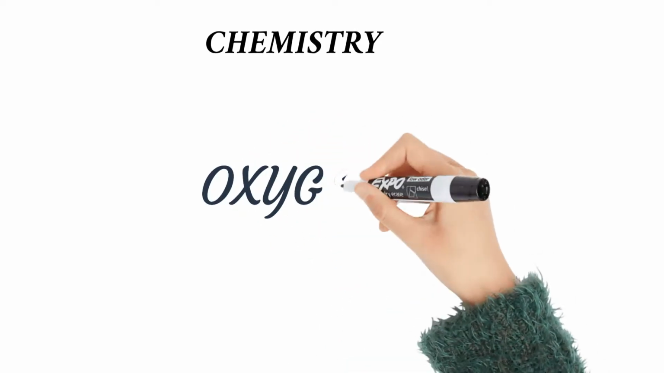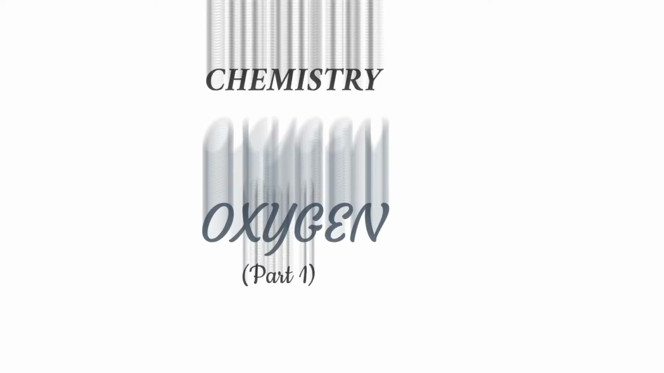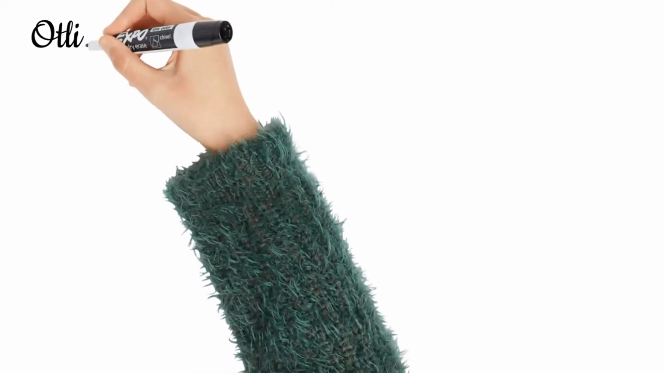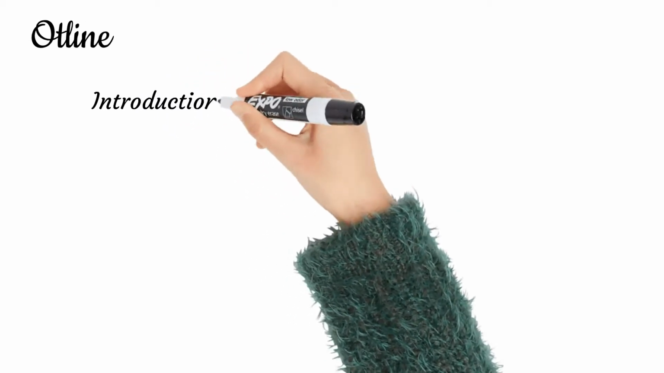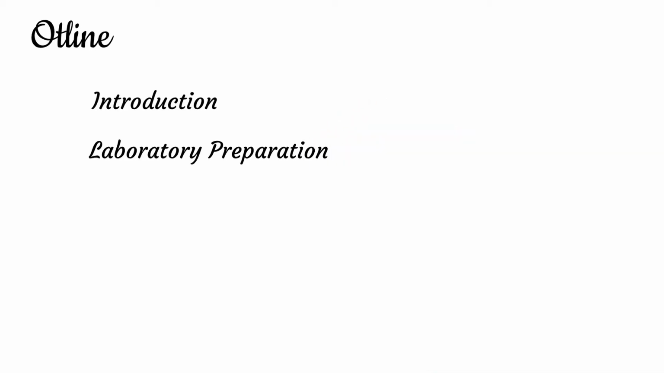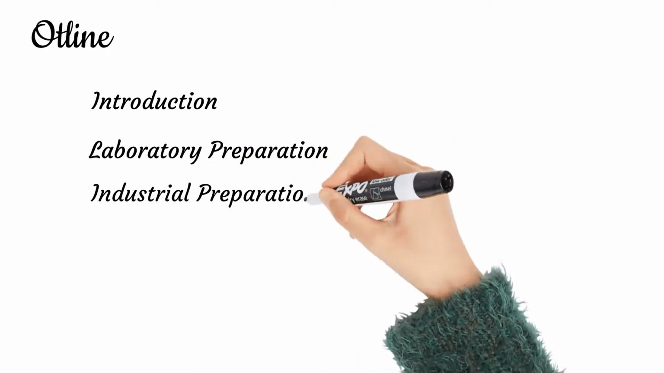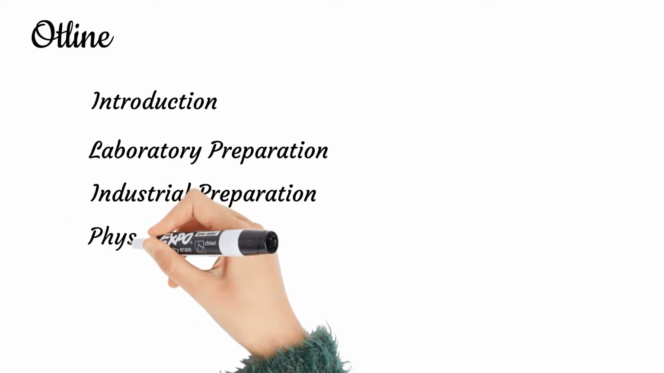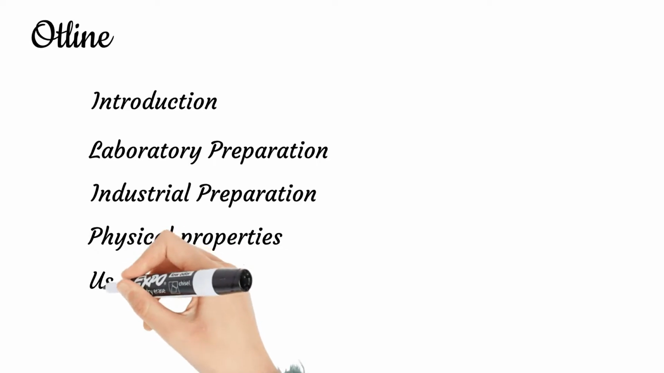Chemistry. Today we're going to be looking at oxygen, part 1. We'll look at the following outline: introduction to oxygen, laboratory preparation of oxygen, industrial preparation of oxygen, physical properties, and finally uses of oxygen.